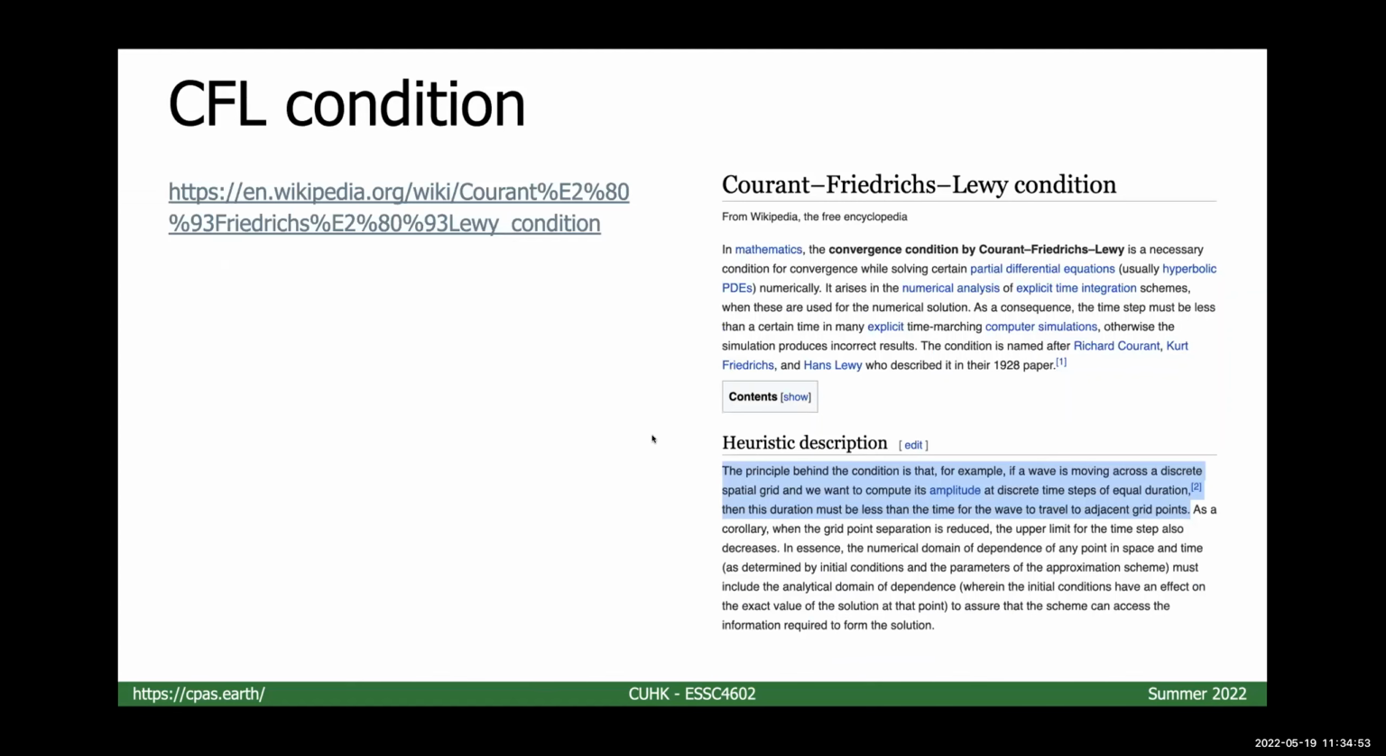So we have to understand what numerical stability condition is. And here is the Wikipedia page. The name of such a numerical stability condition is called CFL condition. CFL are the beginning letters of three mathematicians, and the first mathematician is called Courant. So sometimes we call it the Courant condition.